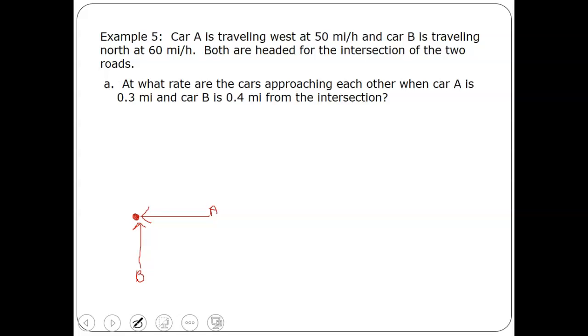At what rate are the cars approaching each other? When car A is 0.3 miles, so little a is 0.3, little b is 0.4, so the distance between them is 0.5. 3, 4, 5.